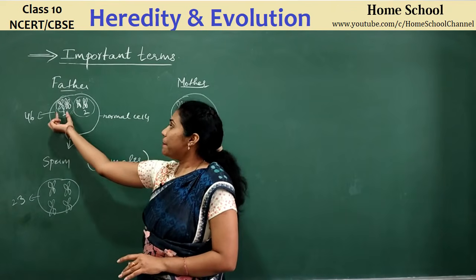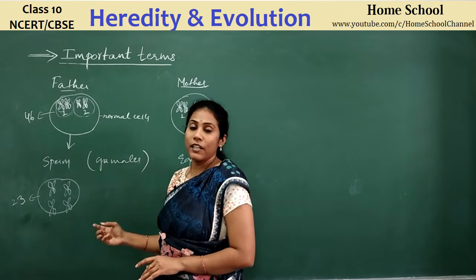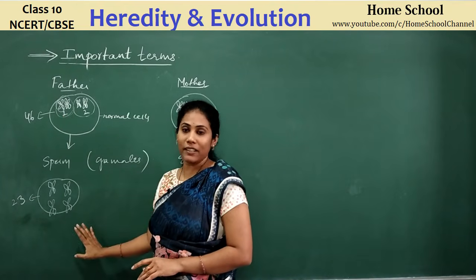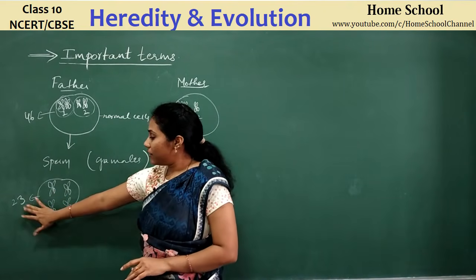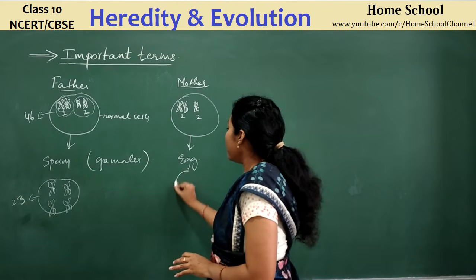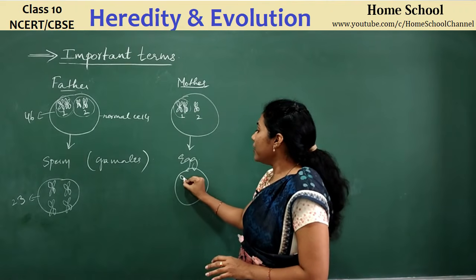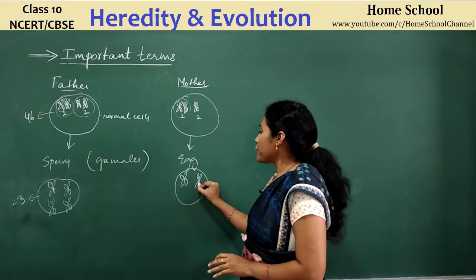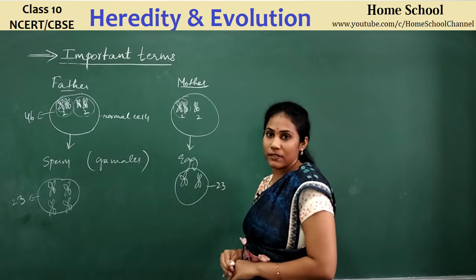From the first pair, only one would be there. From the second pair, only one. From the third pair, one. From the fourth pair, one chromosome would be there. Like that, how many chromosomes will you find? From 46, you will have only 23. And in case of egg also, from her first set of chromosomes, only one chromosome would be there. From the second set also, only one. So here also 23 chromosomes, right?